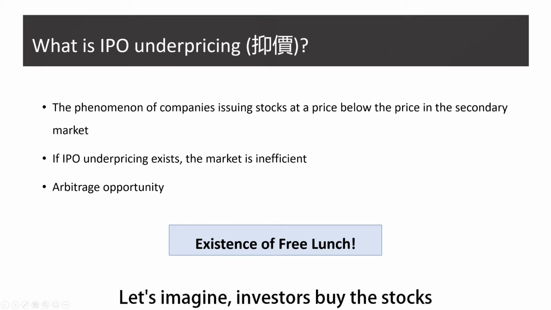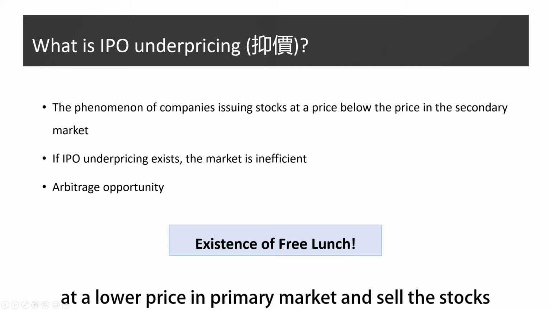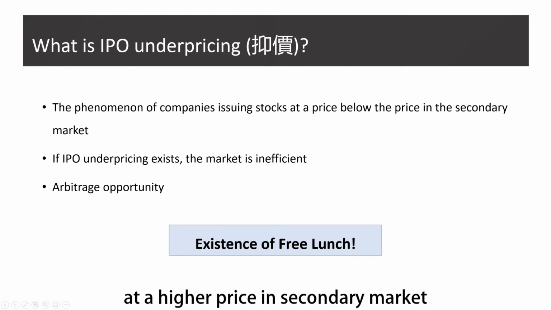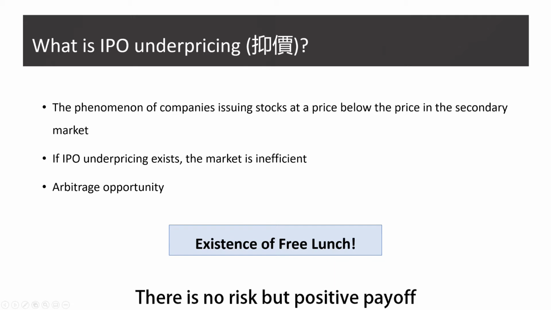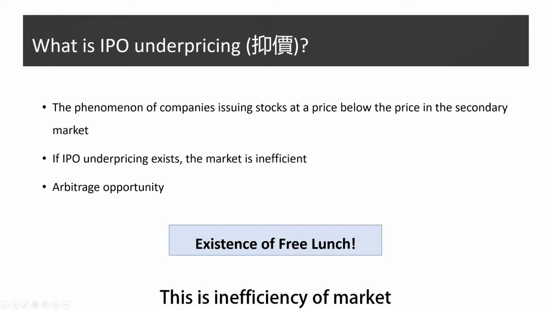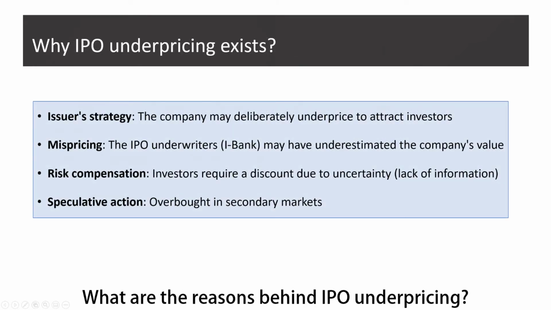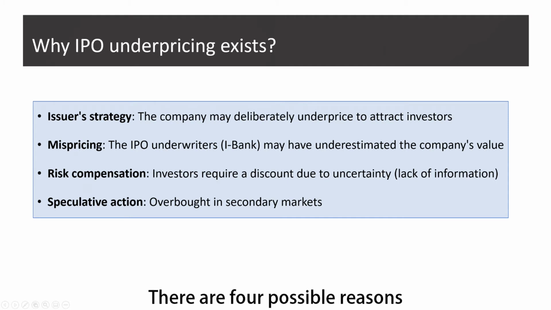Let's imagine investors buy the stock at a lower price in the primary market and sell the stock at a higher price in the secondary market. There is low risk but positive payoff. This is inefficiency of the market. What are the reasons behind IPO underpricing? There are four possible reasons.